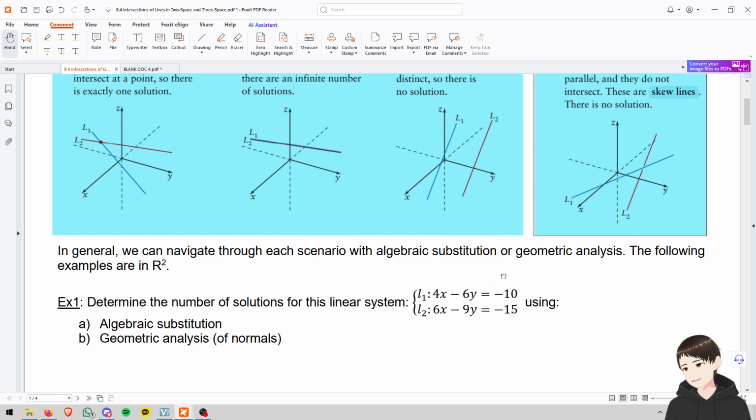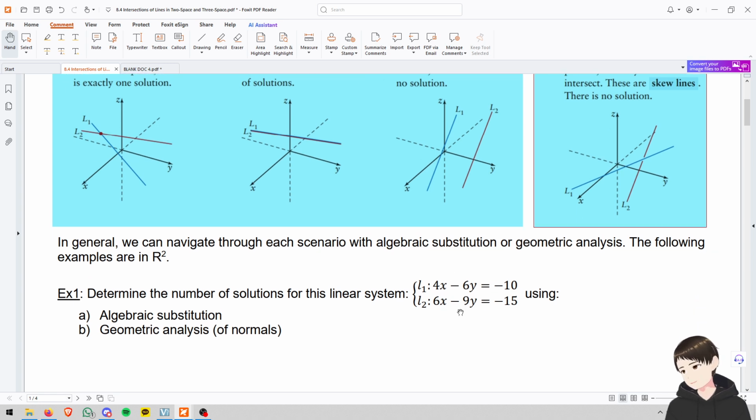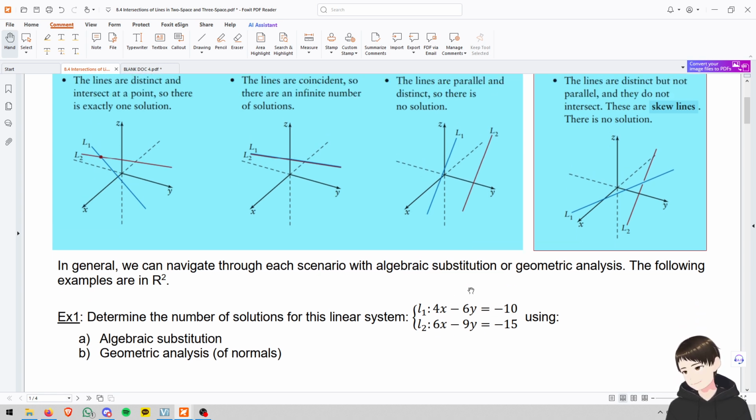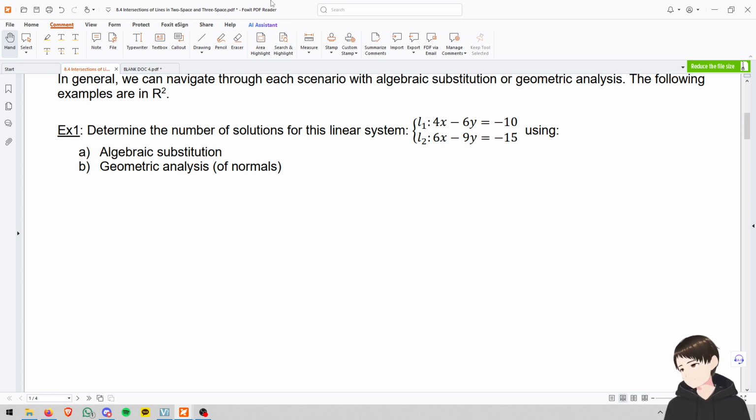Okay? So when you see this line, for example, this would be clearly two lines in a 2D system. We only have to worry about these three situations. Let's see how this applies, or how we can analyze it algebraically and geometrically using vectors. Okay, so here we go. Determine the number of solutions, 0, 1, or infinite, for this linear system.